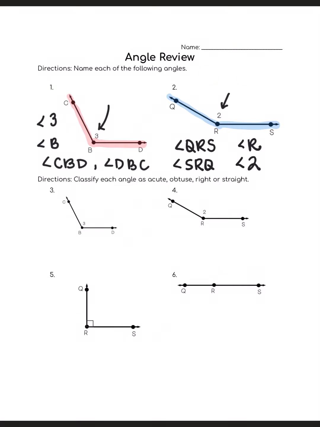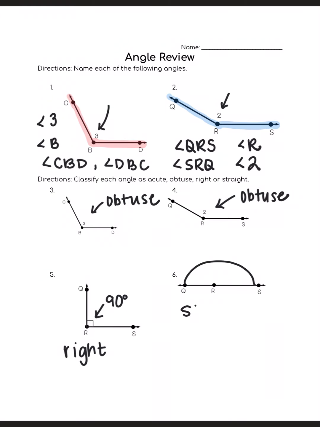The next section, we're classifying angles, so this first angle would be obtuse because it's bigger than 90 degrees. This second angle is also obtuse because it's larger than 90 degrees. The angle in number 5 is a right angle because it has that square, which means it's exactly 90 degrees. And for number 6, this is a straight line. So it's a straight angle, and just a reminder, straight angles do add up to be 180 degrees.